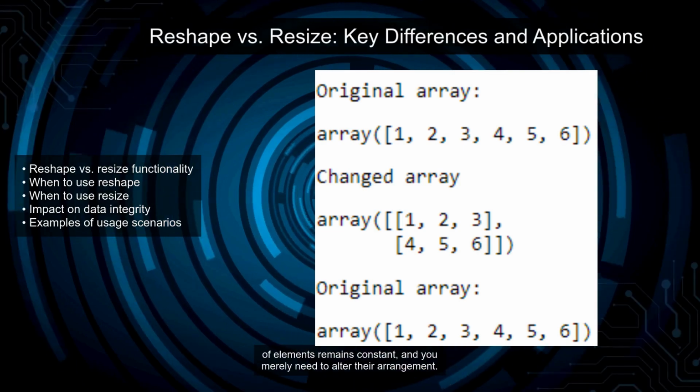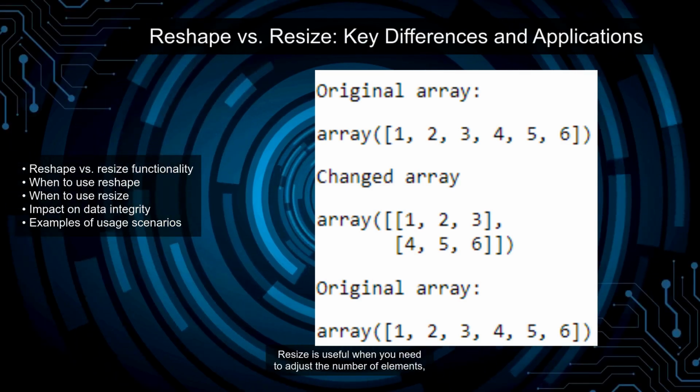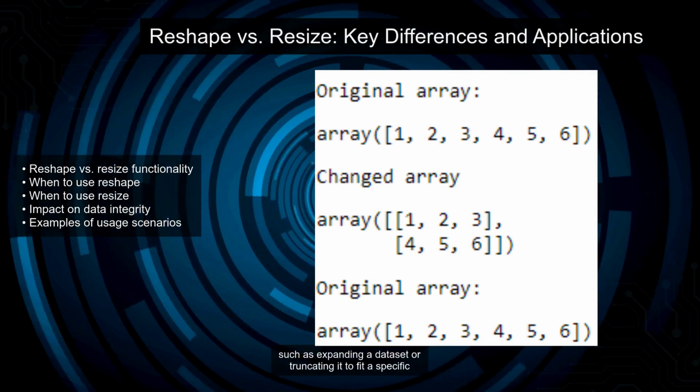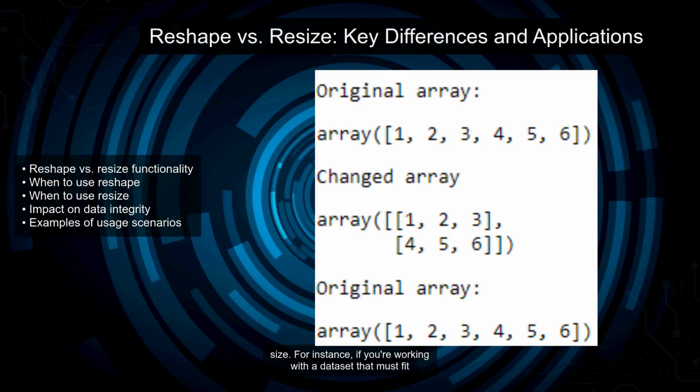Use reshape when you're confident that the number of elements remains constant, and you merely need to alter their arrangement. Resize is useful when you need to adjust the number of elements, such as expanding a dataset or truncating it to fit a specific size.